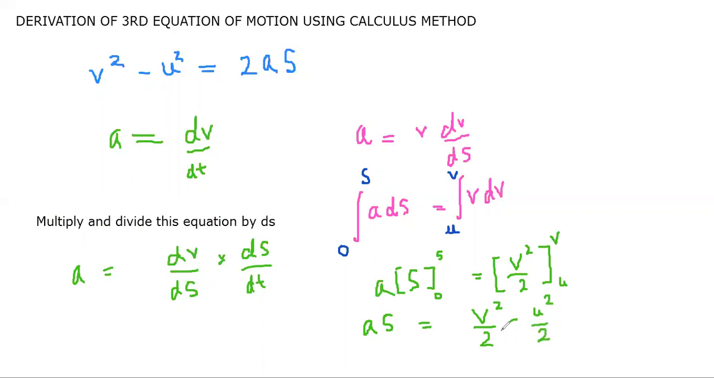Take the LCM, and this 2 can be shifted to that side, and you get the equation, that is 2as is equal to v square minus u square. And this is the way you can derive the third equation of motion using the calculus method.